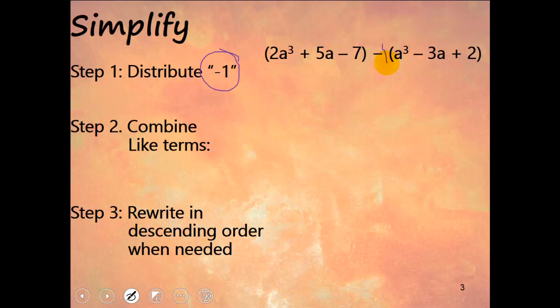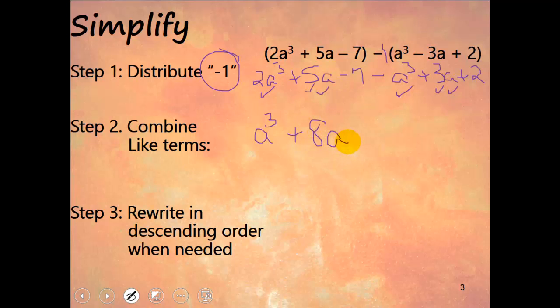All right, here we go. I'm going to distribute. That only applies to that back polynomial. So this polynomial stays the same. And now I get minus a cubed plus 3a plus 2. And then I'm going to combine like terms. So here's my a cubes. I have two positives. Then I have one negative, so that gives me 1 positive a cubed. Then I have positive 5a and positive 3a, so that gives me positive 8a.